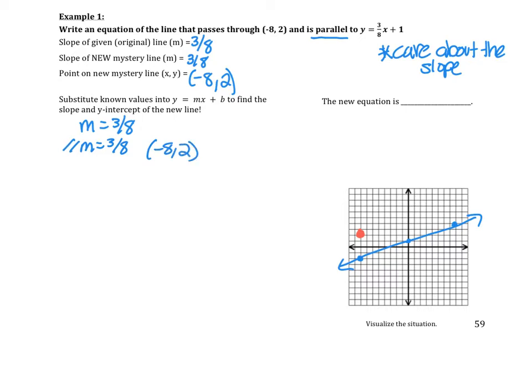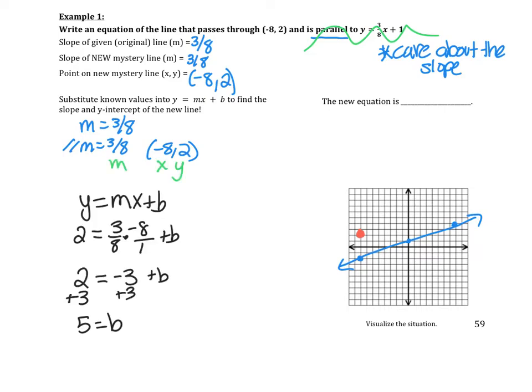At this point, I no longer care about my original line. In fact, if you wanted to, you could forget about your original line, because the only thing we care about is a slope and a point. So I'll plug this into y = mx + b, just like we've done in the past, and I'll find my y-intercept. I substituted in my x, my y, and my m, and when I multiplied my slope with my x-coordinate, I got -3, so I added 3 to both sides, and I found my y-intercept of 5. That means that my equation is y = 3/8 x + 5.